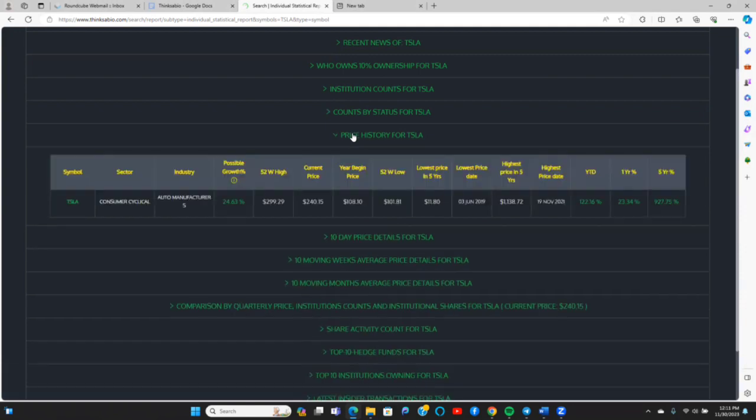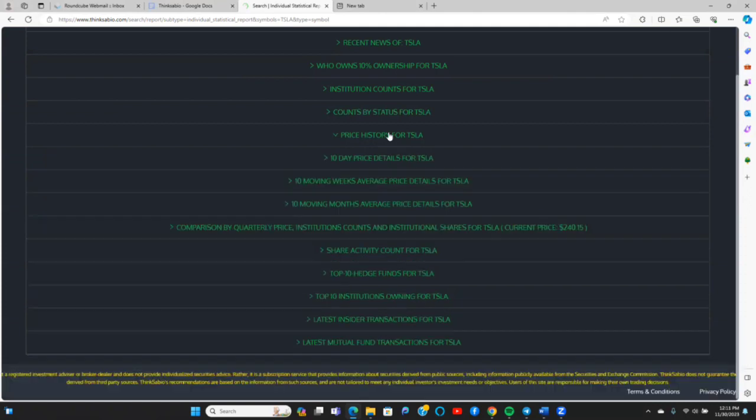So then we've got price history for Tesla. This looks at a wide range of pricing information, including current price, 52-week high, 52-week low, and the rate of return over the last year, 5 years, etc. This is helpful for understanding where it is currently and the context of that.